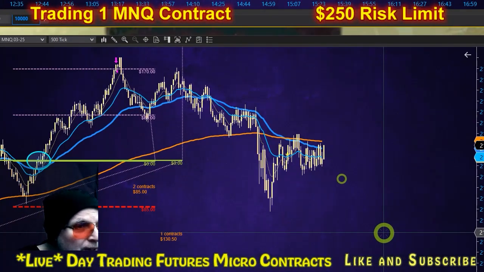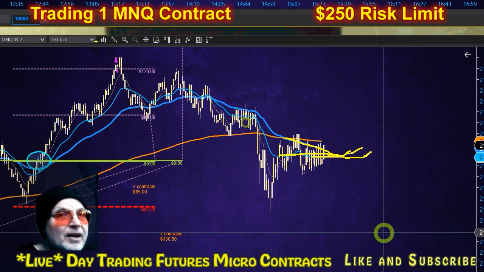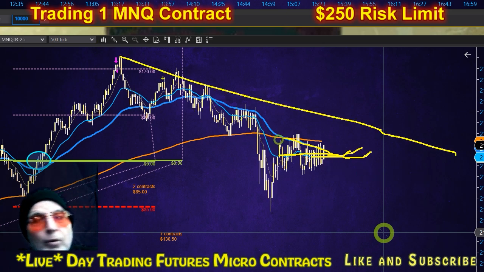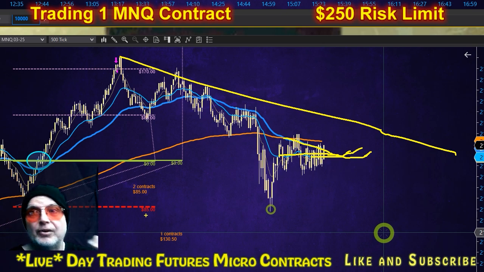So we have the 20 starting to flatten out, the 50 still coming down, right? So if the 20 can cross over, I'd like to see the 50 ticking up. I want the 20 and the 50 to be going up. And if that corresponds to a trend line break, then we got a trend line break and the 20 and 50 both heading in the right direction. To me, that's a better chance.